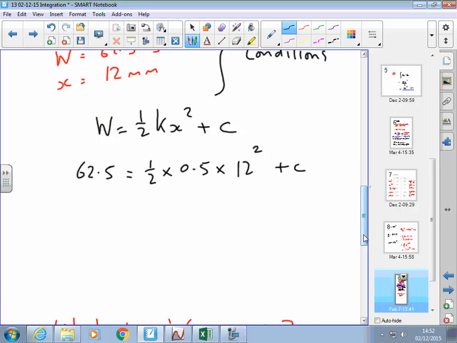Well, a half times a half is a quarter. 12 squared is 144. So that's 144 over 4 plus C. Then I can get a calculator out to work this out. Fours into 14 goes 3, remainder 2. 4 into 24 goes 6. That's 36 plus C, if I'm correct.